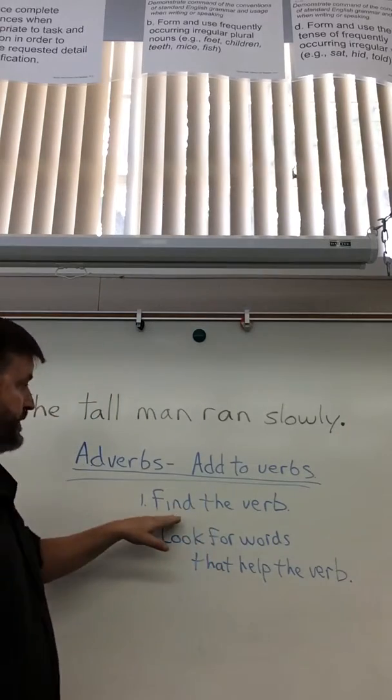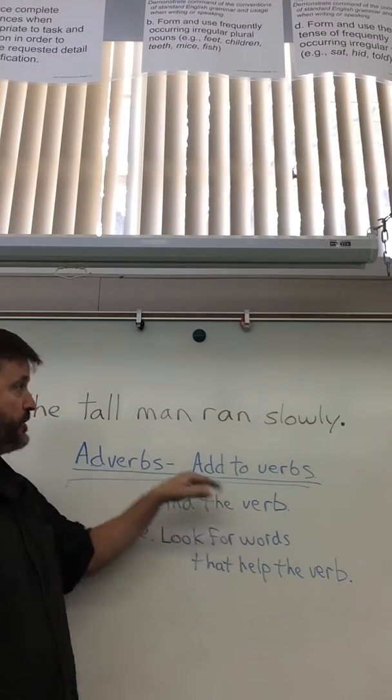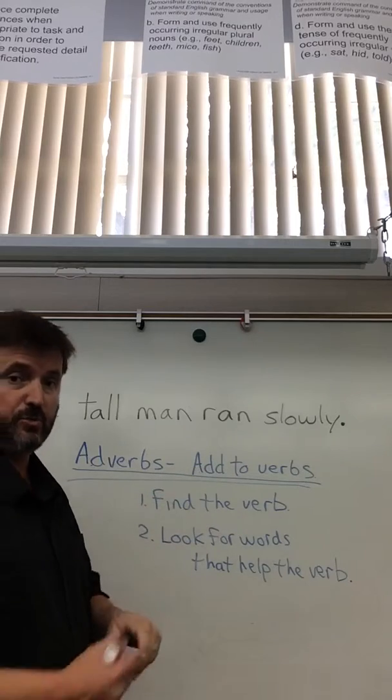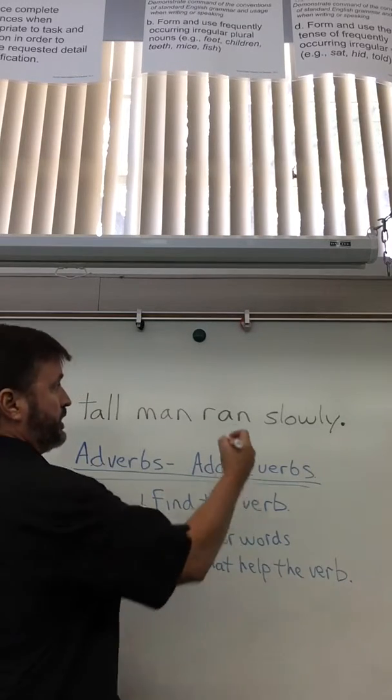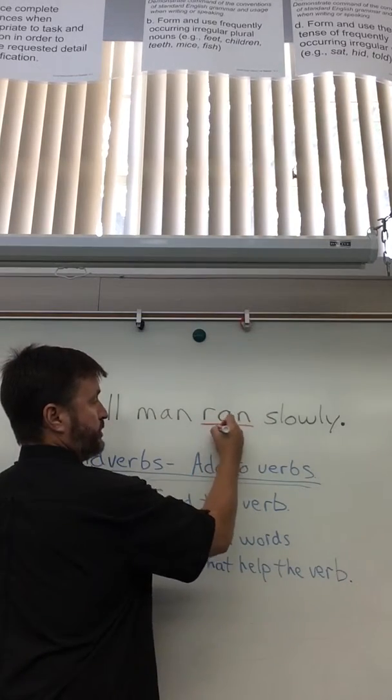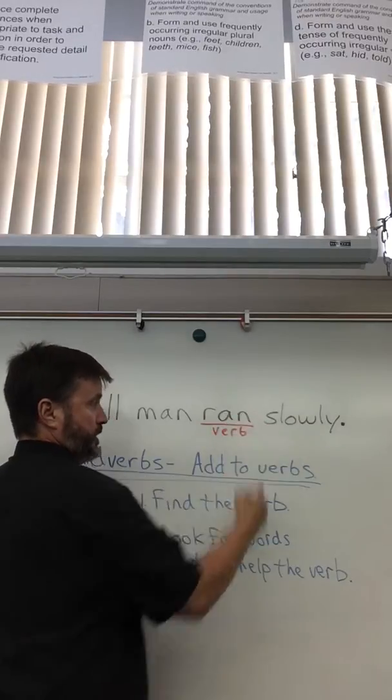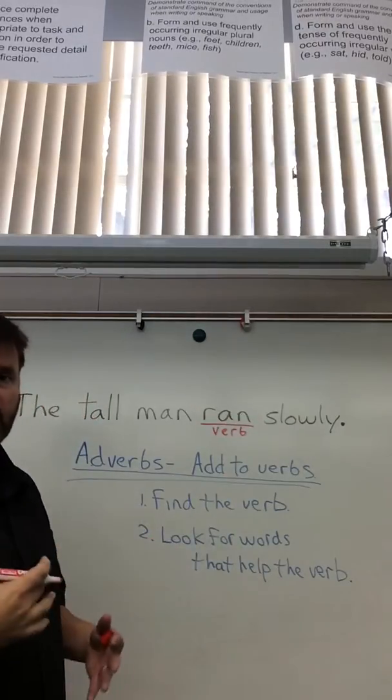The first step is to find the verb. So you have to look at the sentence and find the action word up here. And if you remember this from earlier, ran was our verb. That's the action. You can see somebody running, something they do.